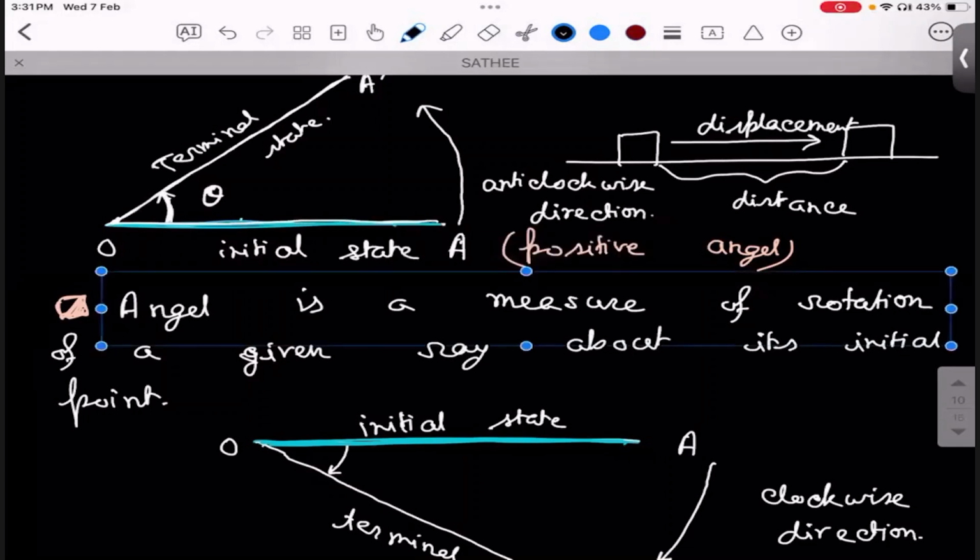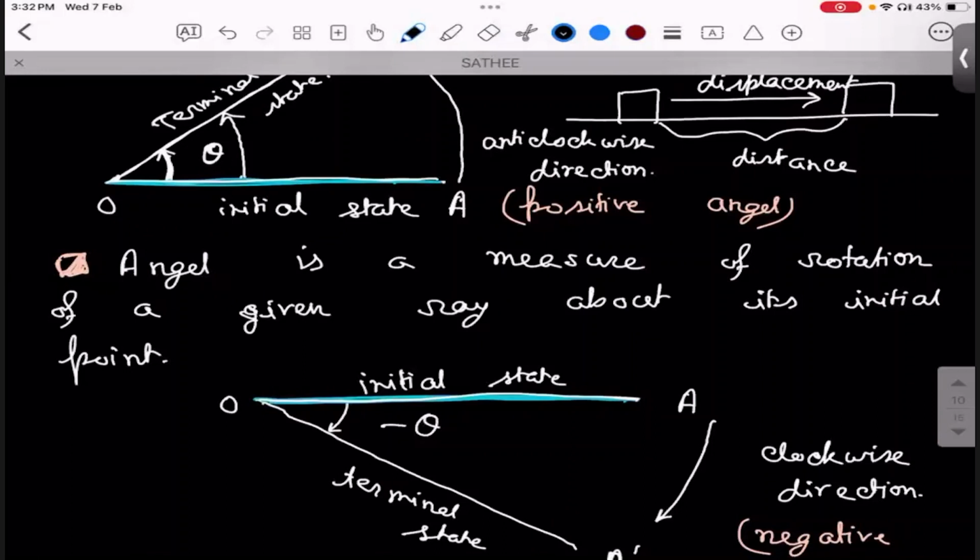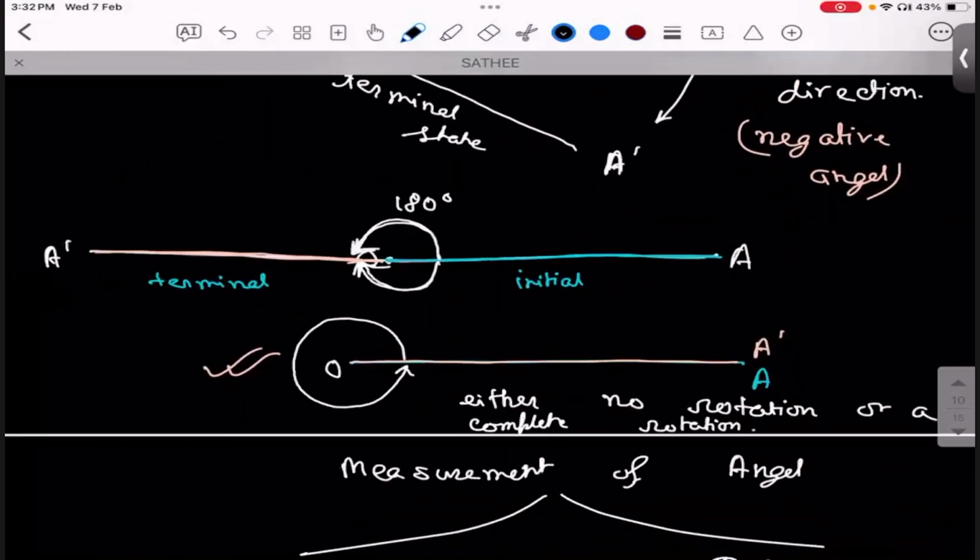Now the displacement from here is theta. In this case, suppose OA and OA dash are the initial state and terminal state. Suppose the displacement of OA dash from OA is the same as in the previous case, but in the opposite direction. Here it is in clockwise direction, so the angle will be minus theta. So for example, here it will be clear.